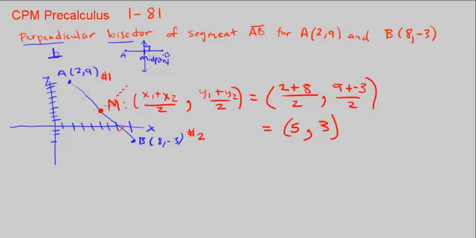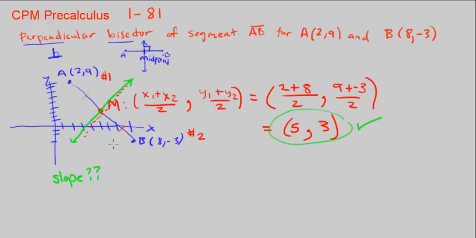So now remember, we want to get the line right here that passes through our point, right, (5, 3). So this is our point. Well, to get this line, what do we need to write the equation for a line? Well, we need a point and a slope. Well, what is the slope of this line? What is the slope?